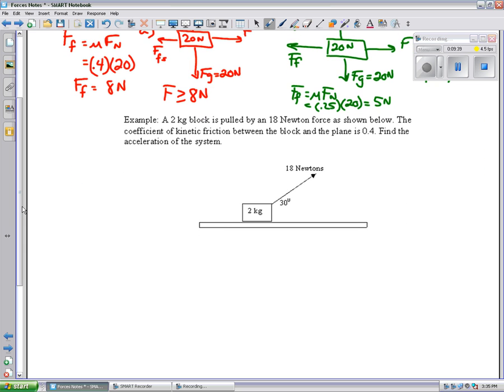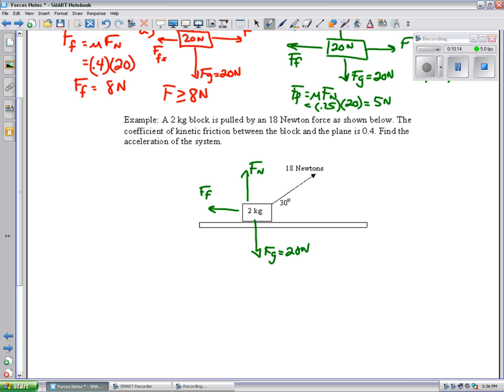Our last example, we have a 2 kilogram block being pulled by an 18 newton force as shown below, and then we have a coefficient of kinetic friction of 0.4, and we want to find the acceleration. This is as hard a problem as you can get, okay? Now, if I look at this, I'm going to start thinking about what forces are acting on it. I'm going to have gravity down. Okay, I have this 18 pulling it up and to the right. I'm going to have a normal force up, and I'm going to have a force of friction back this way.